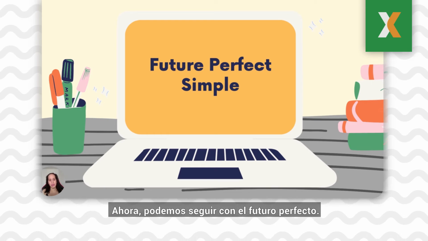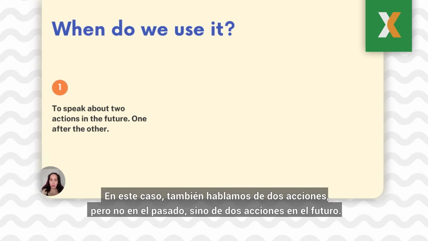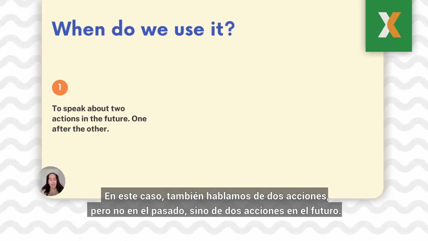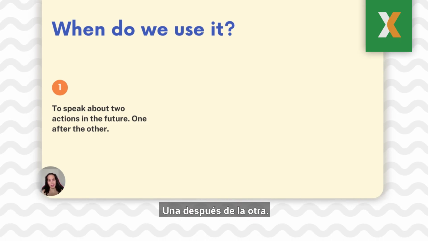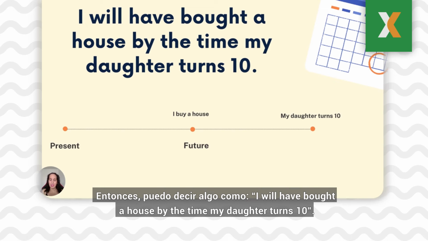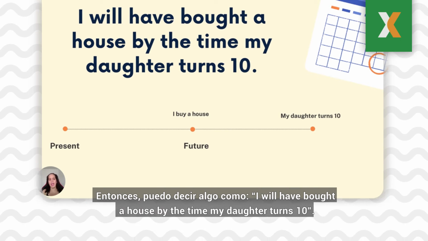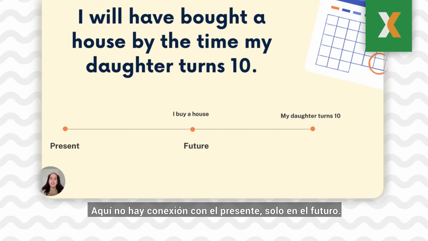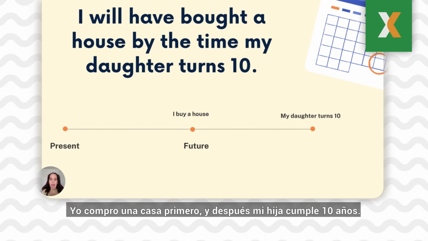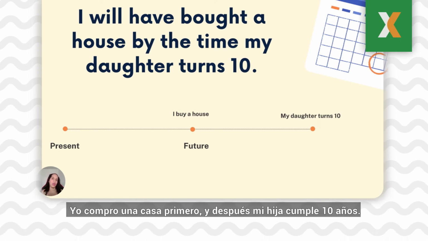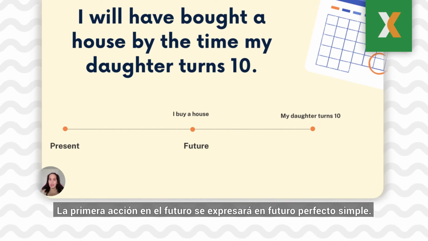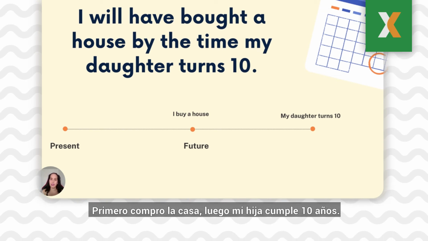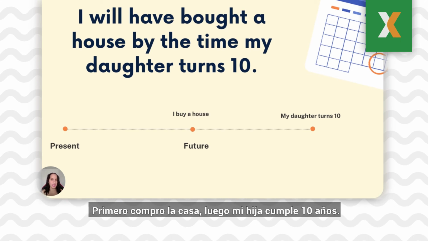Then we can go to the future perfect. In this case, we also speak about 2 actions, but not in the past, 2 actions in the future. And again, one action after the other. So I can say something like, I will have bought a house by the time my daughter turns 10. In this case, no connection with the present, it's all in the future. And in this case, I buy a house first, and then my daughter turns 10. So the first action in the future will be expressed with the future perfect simple.